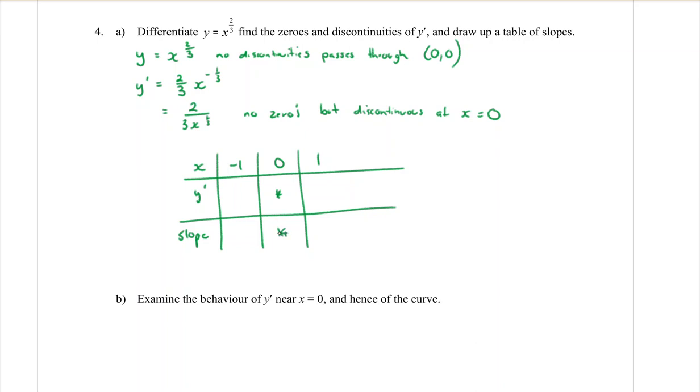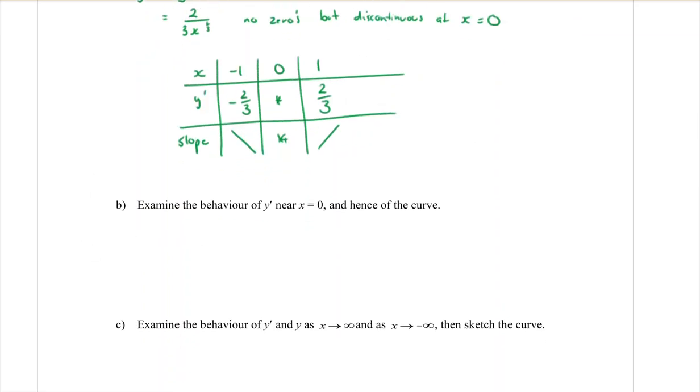If you sub in -1 into the gradient, you get -2/3. If you sub in a +1, you get a +2/3. Okay, so it's interesting that the gradient has changed on either side of that discontinuous point. We have got a negative slope there and a positive slope there. What does that mean? Let's have a bit more of an investigation in part B.